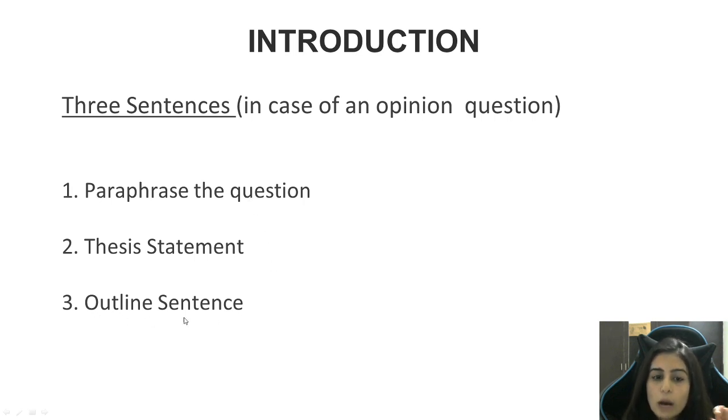In the case of your outline sentence, you have to tell the reader what this essay has in store for them, that is, what you are going to talk about. So this sentence looks more or less like this: this essay will discuss the causes and effects of obesity in the future. Okay, so this is how your outline sentence would look. So this is your very first paragraph, which is the introduction.